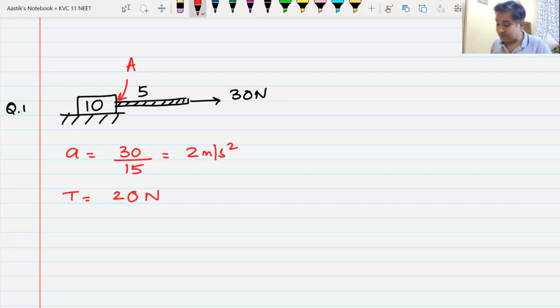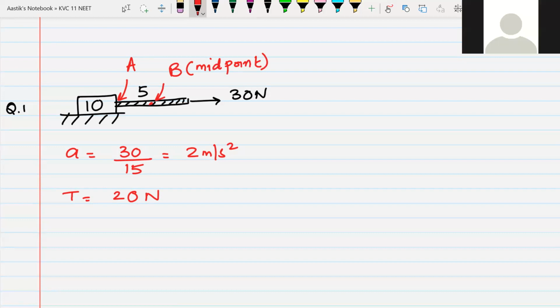If I ask you a different question now, what is the tension at the point B, which is the midpoint? Now apply some common sense and you would be able to get me the answer. I'll give you 2 minutes to tell me the tension at the midpoint. Tension at the midpoint is what I am looking for right now.